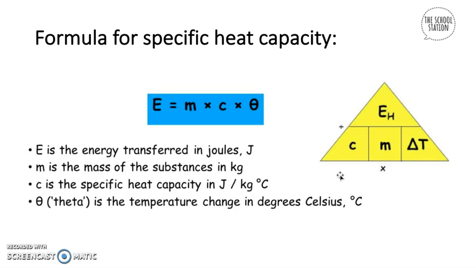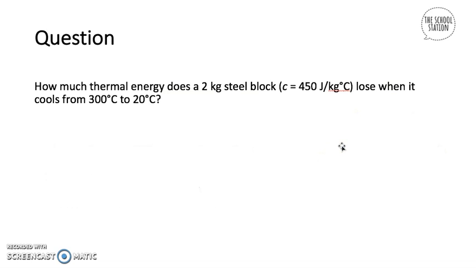And remember that sometimes they're not always going to ask you for specific heat capacity. Sometimes they're going to ask you for the heat energy transferred. Sometimes they can even ask you for the mass. So you would cover the mass, and it would be heat energy divided by specific heat capacity times change in temperature. You just have to use this triangle accordingly. So now that we've found out about the formula, we can start solving questions involving specific heat capacity and heat energy.